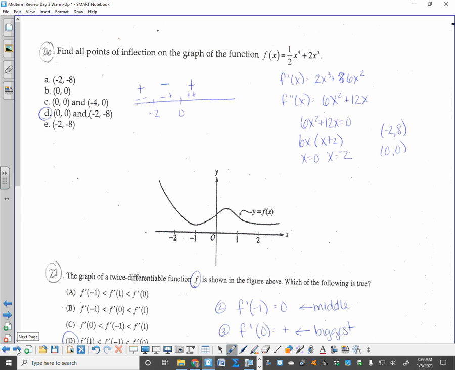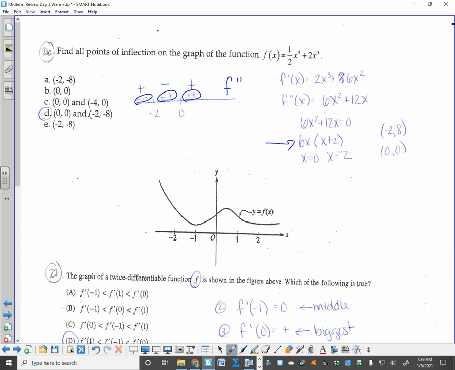Number 26, find all points of inflection on the graph. Okay, points of inflection are second derivative. So I take the first derivative and then I take the second derivative. And I got a 0 and a -2. I put them on the number line and did my second derivative test. Remember, you are plugging these values into f double prime, which just sits right there. And that's where these things are coming from.